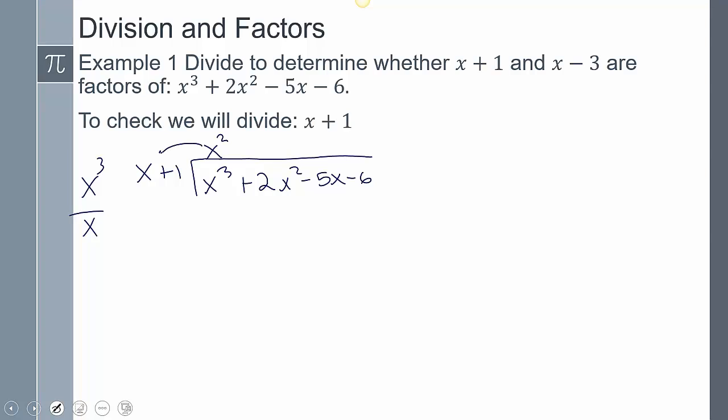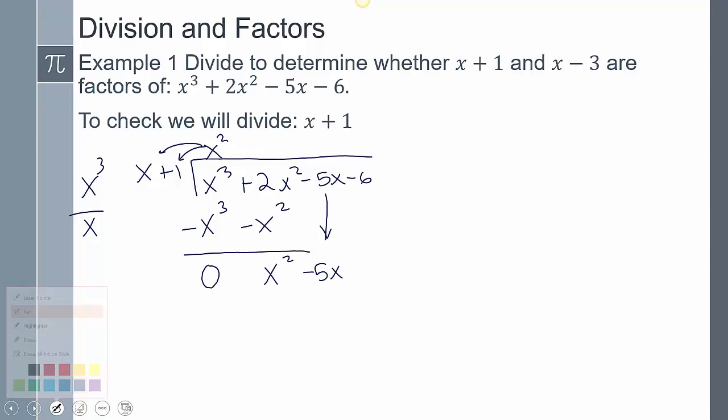Then you take the x squared and you multiply it through. So you're going to get x to the third power and x squared. Then you have to subtract, so we're going to change the signs, bring everything straight down, you get 0, you get x squared, and then now we need to bring over the next term, which is minus 5x. We repeat the process over again. So now I want to take this term and divide it into this one. So I'm going to get x squared over x. And so that just gives me plus x.